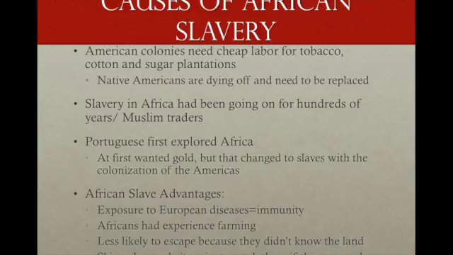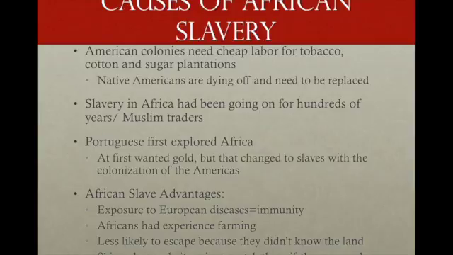The Portuguese were the first who explored Africa, as we saw with Prince Henry the Navigator, and they really set up some trading posts along the coast of Africa. At first, they wanted gold, but once the discovery of the Americas happened, this desire for interactions with Africa really changed from gold to slaves with the colonization of the Americas. Brazil is going to become a leader of the importers of slaves.